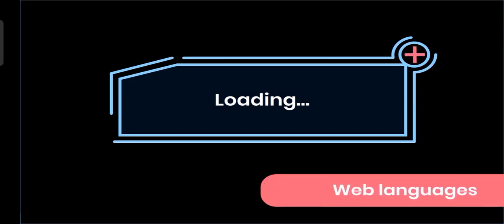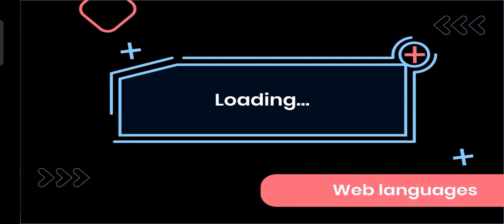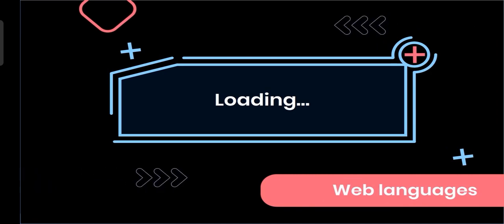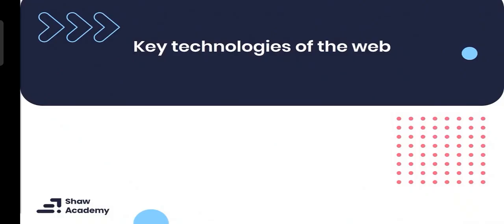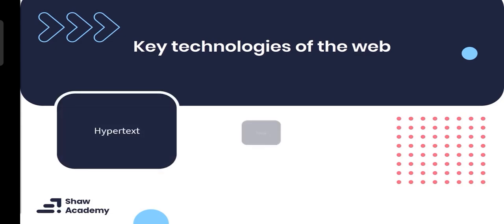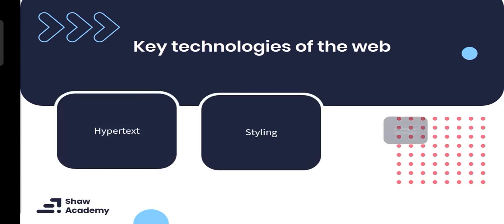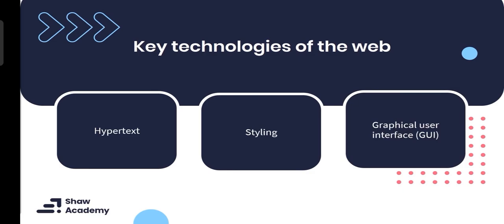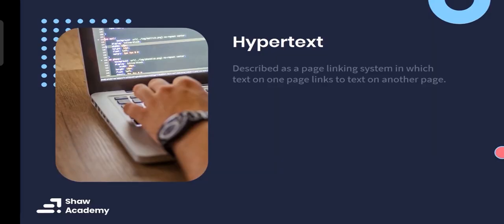Wonderful. Now for our final topic, as promised, web languages. And in this section, we're going to be covering CSS, HTML as our markup language, and then have a look at some examples. Now, generally speaking, there are three core technologies of the web, and these are not necessarily the only three, but these are the basic three that we need to understand for now. And this includes hypertext, our styling language, as well as the graphical user interface, otherwise known as the GUI.